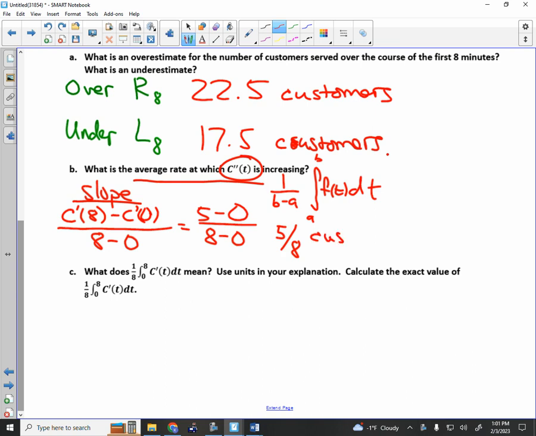Customers per minute squared. Yep. Because double prime, we do minute squared. Very good. Double prime, do minutes squared. Very good. Trust me, this will help as you guys get back to preparing for the AP exam. And people do a lot better with this when we review.